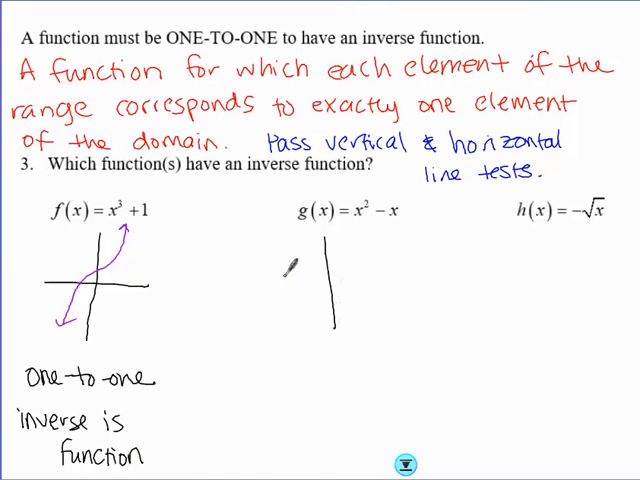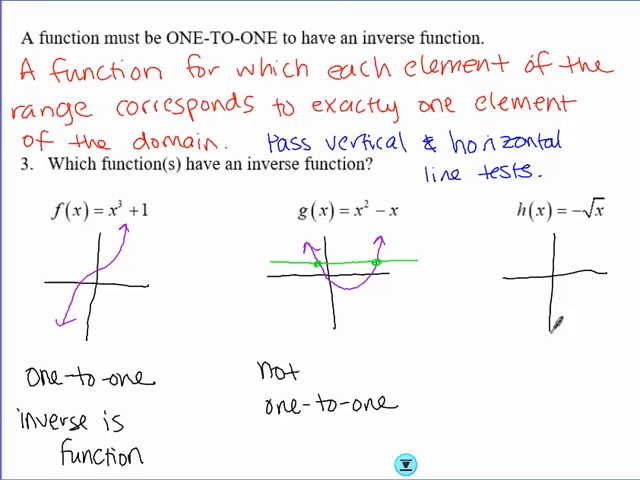We have a look at x squared minus x. This graph looks something like this. If I draw a horizontal line through this graph, I can touch the function in two places, which means this function is not one-to-one. So its inverse is not a function.